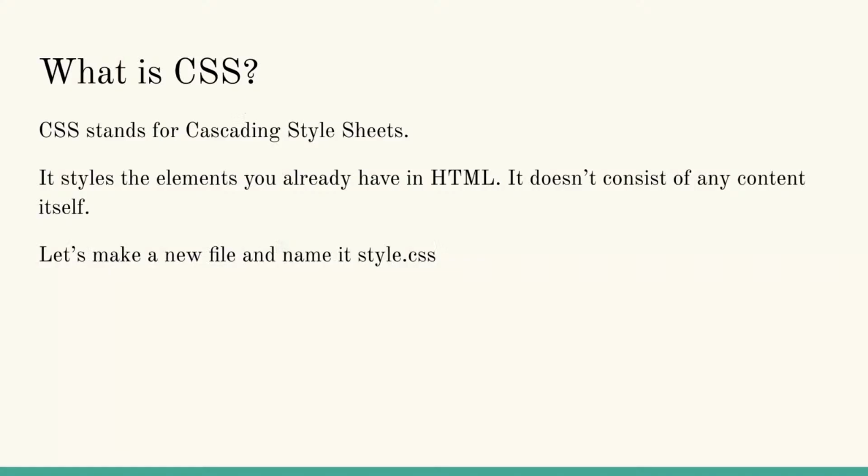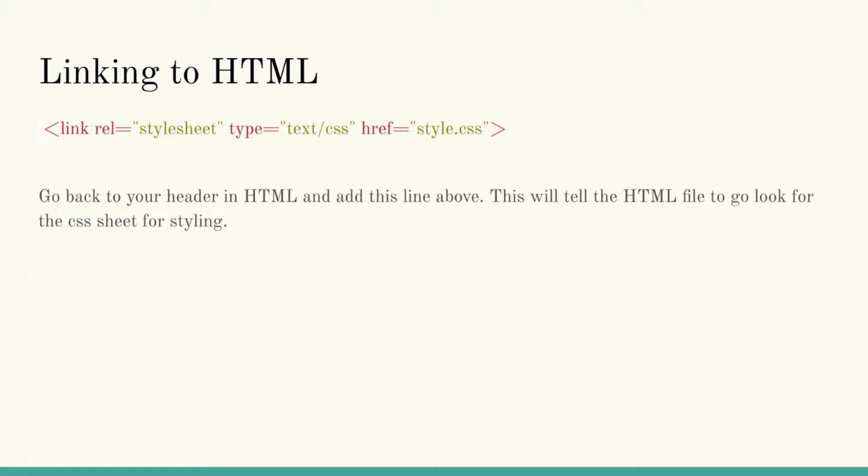So yeah, some basic CSS. CSS stands for Cascading Style Sheets. It styles the elements you already have in HTML, and it doesn't really consist of any content itself. It basically allows you to more specifically describe how you want your HTML elements to look and improve the style. So you might make a new file and name it style.css. You also might just do it directly in the same file because it's possible. It just depends on the organization of your program.